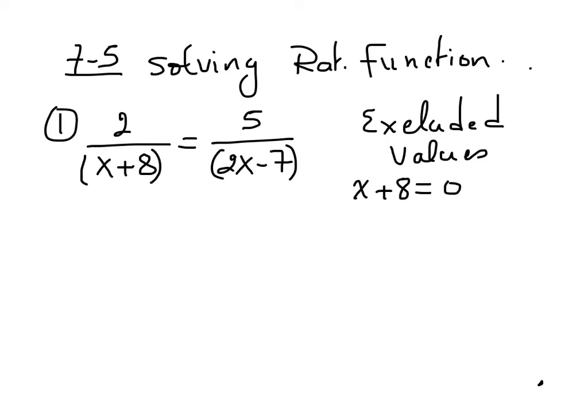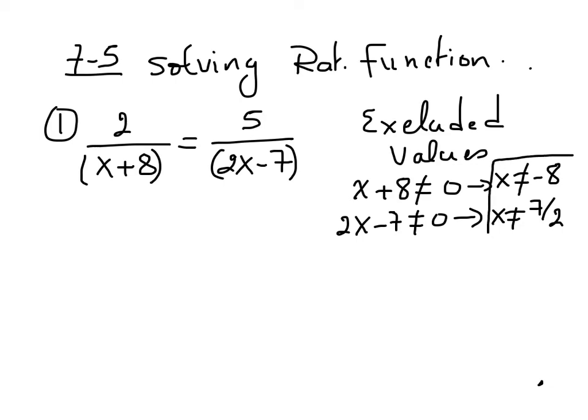That means x can never equal negative 8. 2x minus 7, the second denominator, cannot equal 0, which means x cannot equal 7 over 2. Those two values, we call them excluded values. That means those are not even possible for x to equal. So then, what does x equal? Because we have a single ratio on the right, single ratio on the left, I'm going to go ahead and cross multiply to solve for x.